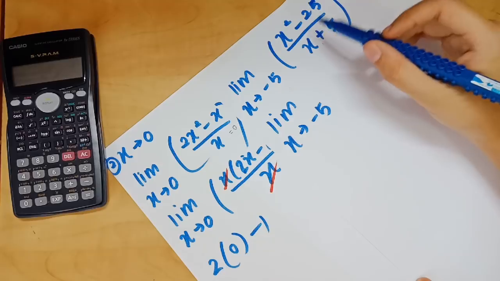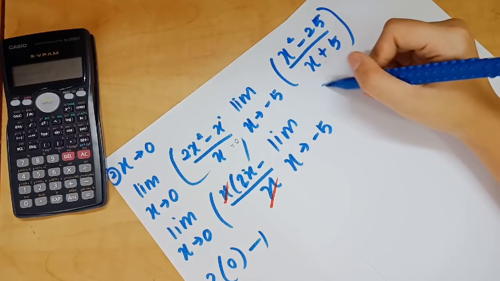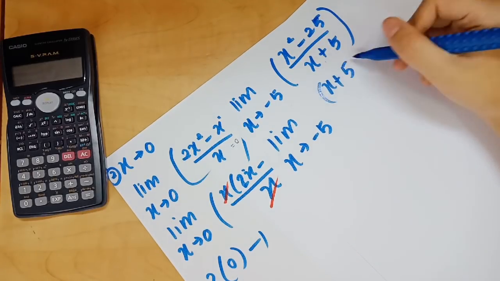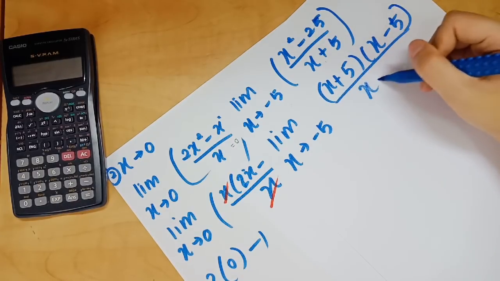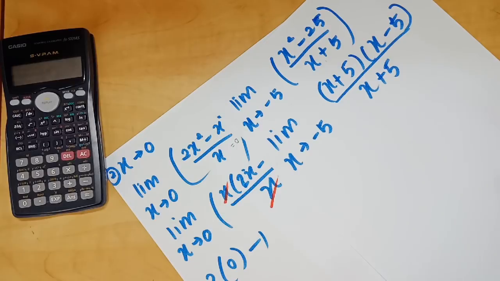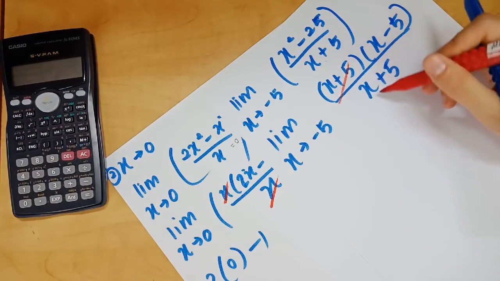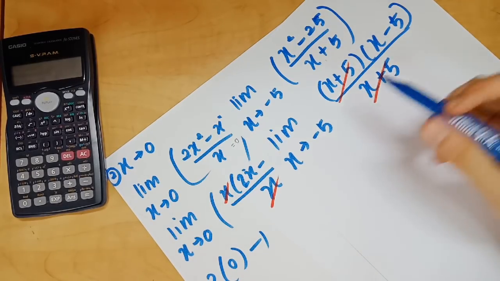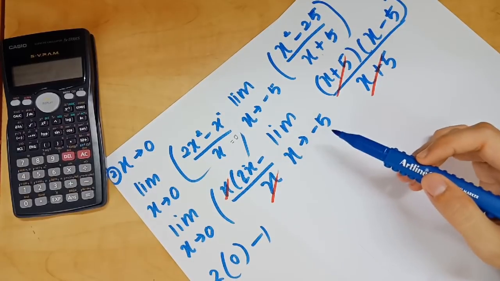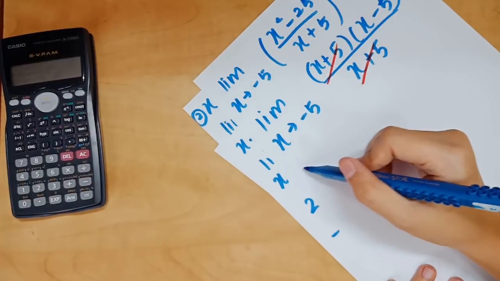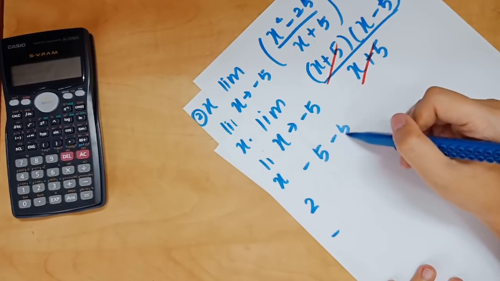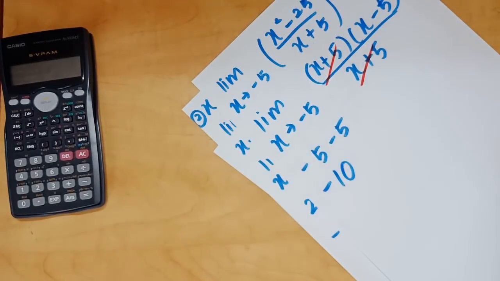So you have to know immediately that x squared minus 25 gives you x plus 5 and x minus 5, over x plus 5. So now you can cut off the similar factors. Cut off. And now that you sub in the value of x, you can stop writing the lim thing. So you'll have -5 minus 5, and the answer is -10.